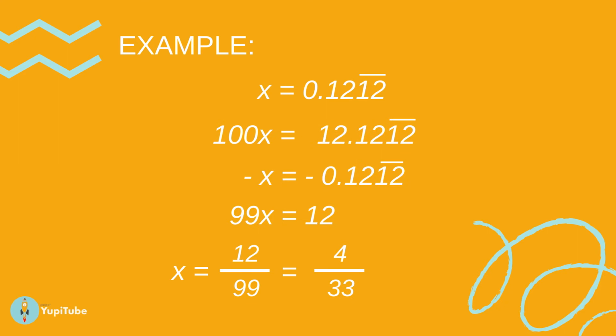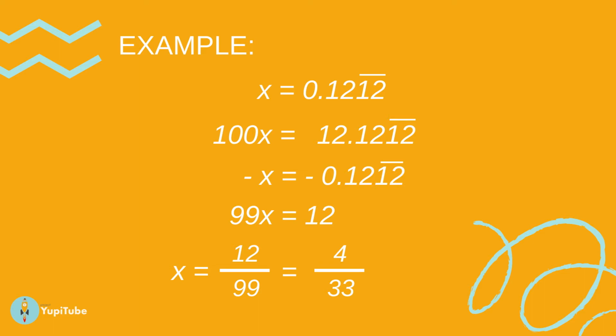0.1212 continuing. x is equal to 0.1212. We will multiply it by 100 because it is where the pattern starts. So 100x is equal to 12.1212. Now let's subtract to eliminate the repeating part. 100x minus x is equal to 12.1212 minus 0.1212. We will have 99x is equal to 12.